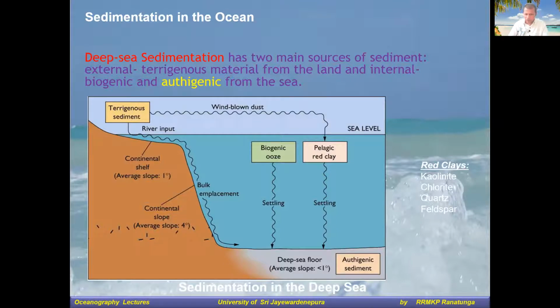So these biogenous sediments are what we later extract as natural gas, or oil and gas. So the same terrigenous sediments, they can come from the river, but also they can come as blown dust.